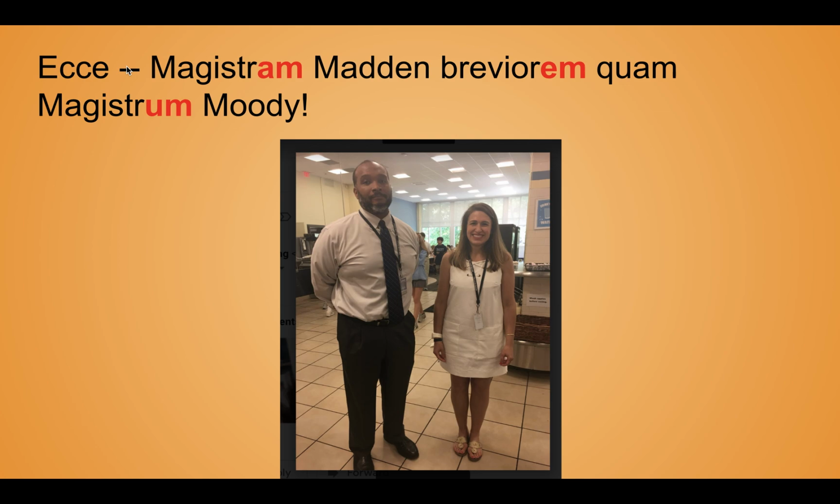So the rule for that, actually, is that anything being compared on either side of quam is in the same case, whatever case it may be. For example, I could reach out and show this picture to Miss Madden and Mr. Moody, as I did right after I took it, ask them if it were okay, and I could say, I am showing a picture to magistri Madden, breviori, quam magistro Moody, all dative. Also, please notice that breviorem in the comparative degree is which declension? Correct. It's third. And we will decline a comparative adjective with a noun on your exam.